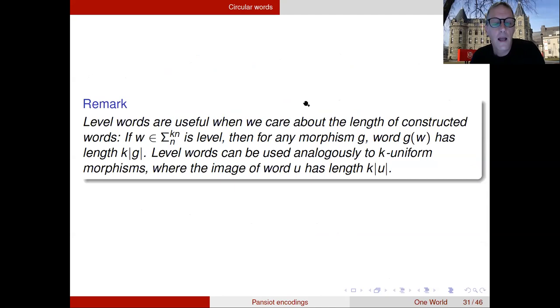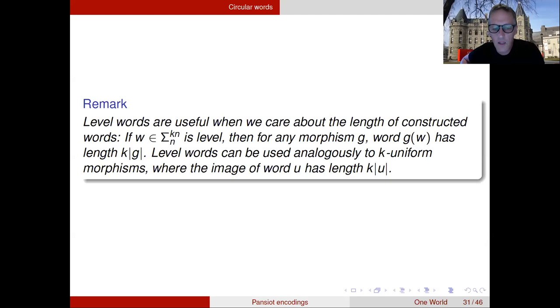And who cares about these level words? Well, there are a couple of cases in which we care about the length of constructed words. So for example, if someone says, how many words are there of length n which avoid abelian cubes on a certain alphabet? Well, then you come up with some construction to show, oh, this grows exponentially. Here's a word, and I know what the length of the word is. So with circular words, the theorem which we saw a couple of slides ago, there are circular words exactly of these lengths.